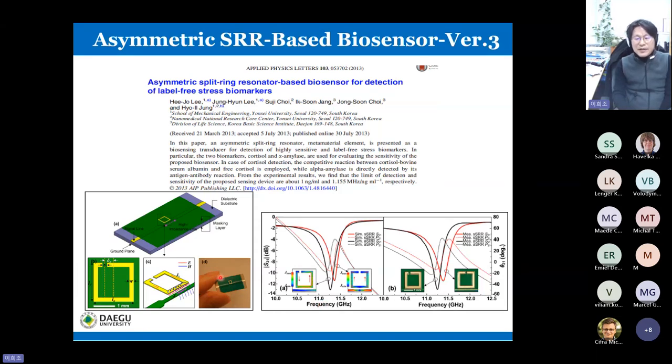Okay, for this paper, this is the third version spring resonator based sensor for cortisol and alpha amylase. We also employed an asymmetric, high impedance line. This sensor is a very simple and compact structure with small specimen volumes. So in this presentation, I will focus on the asymmetric spring resonator based sensor and deal with the sensing mechanism and performance in detail.